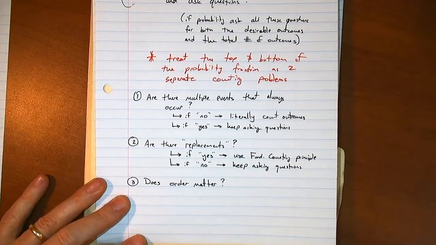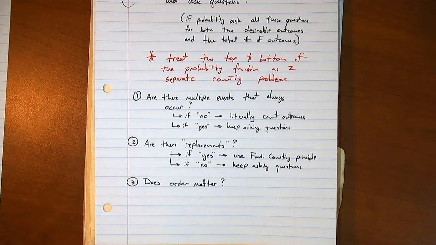Does the order matter? We've talked about how sometimes the order matters to us. For example, if I'm talking about racers finishing a race, first place is different than second place. So if Johnny gets first place and Timmy gets second place, that's a different result than if Timmy got first place and Johnny got second place.